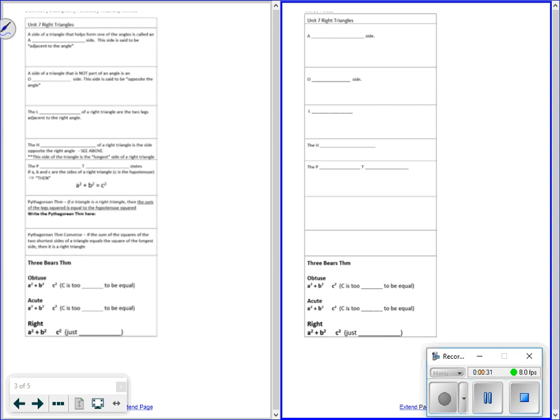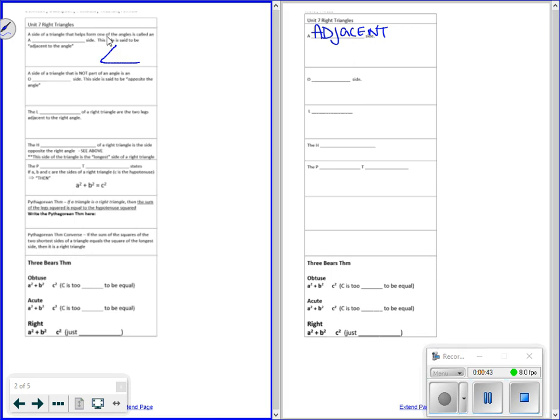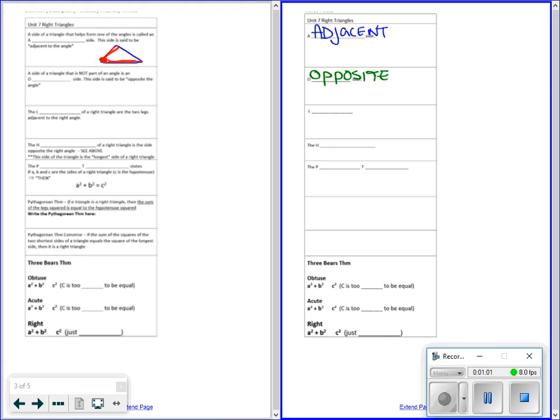It says a side of a triangle that helps form one of the angles is called, this can be an adjacent side. So looking at an angle, let's say in a triangle, the sides to this one here, and this one here are called adjacent sides. The one that I didn't mark is called an opposite side, which brings us to the next word.